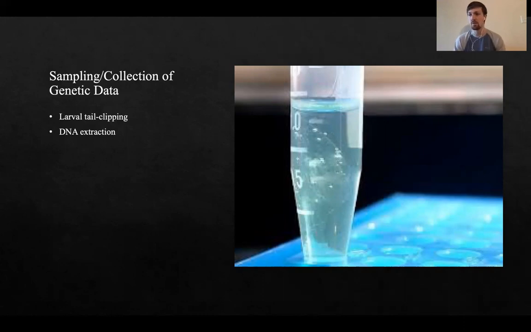DNA extraction was then performed on the collected tissues. The resulting genotypic data was then analyzed using GeneMapper software, and pairwise FST values were derived. FST stands for Fixation Index and is a measure of genetic diversity.